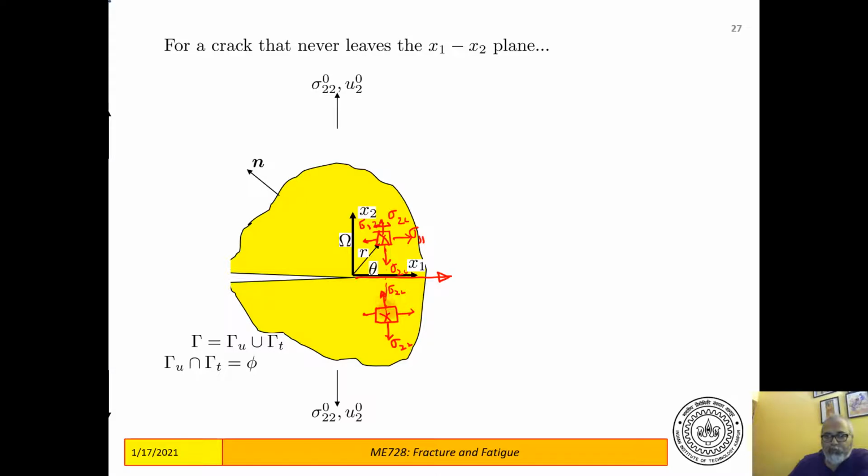Sigma 12 will change directions. That is easy to see.